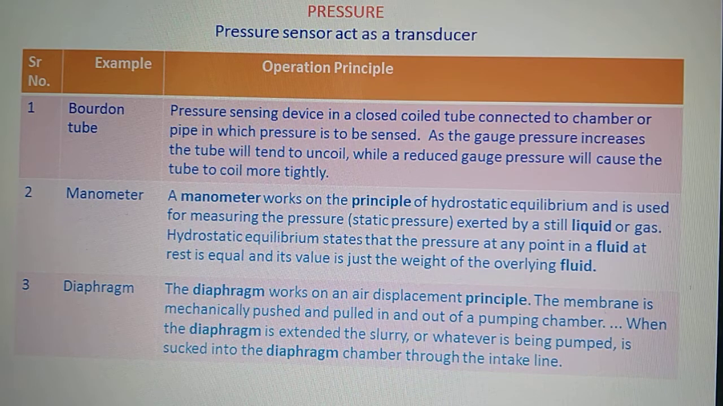Diaphragm is another pressure sensor which works on an air displacement principle. The membrane is mechanically pushed and pulled in and out of a pumping chamber. When the diaphragm is extended, then the slurry or whatever is being pumped is sucked into the diaphragm chamber through the intake line. So the diaphragm is a pressure sensor.